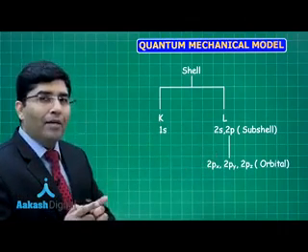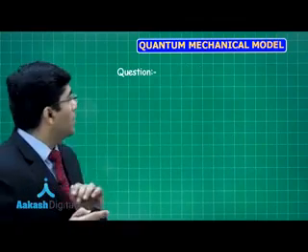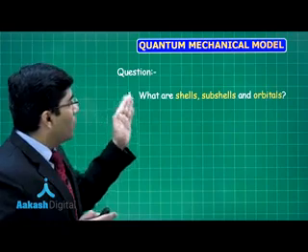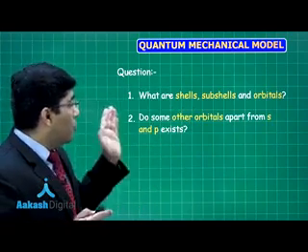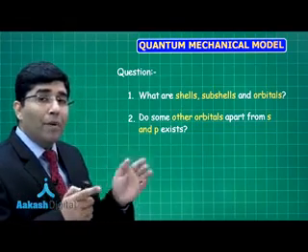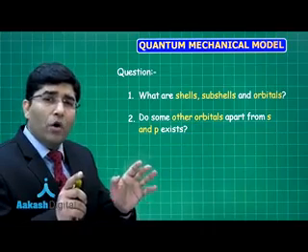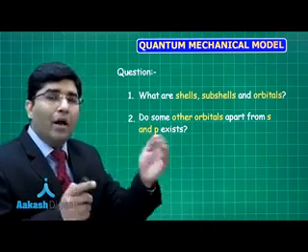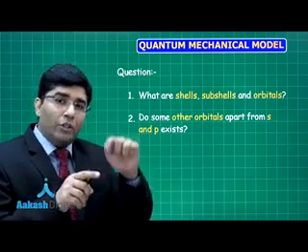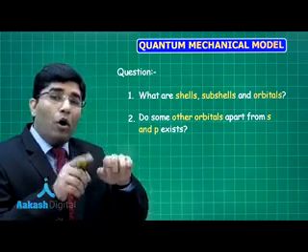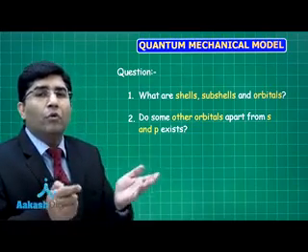Now I know that there are some more questions in your mind. What are those questions? The first question is, what are shells, subshells and orbitals? Second, are there some other orbitals apart from s and p? Are s and p the only orbitals, or are there some other orbitals? And how will we come to know that? How many subshells are present in one shell, and how many orbitals are present in a particular subshell? How will we come to know that?